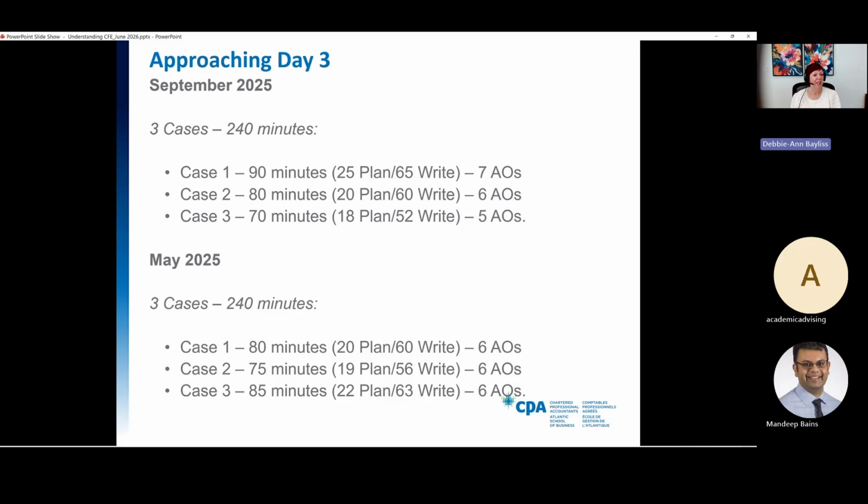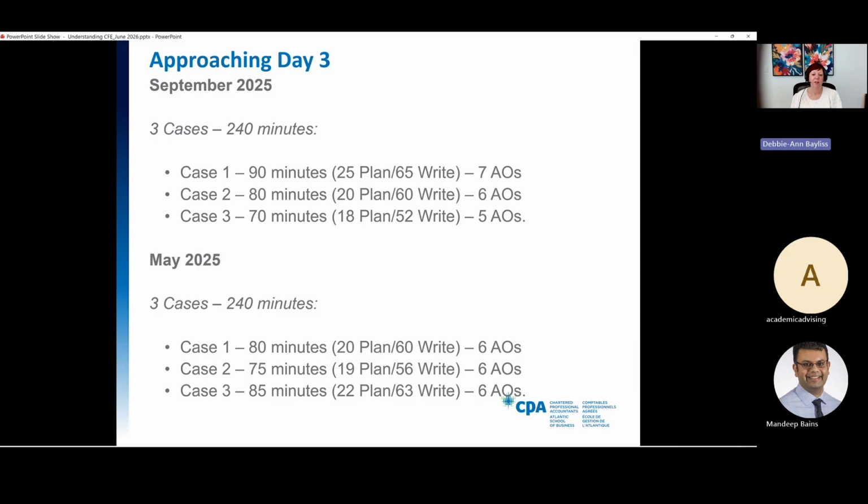Both of them had 3 cases for a total of 240 minutes. The case time ranged from 70 minutes to 90 minutes in total. So that meant that you would have anywhere from 18 minutes to about 25 minutes, because that's your 25 to 30% of your time, that you would allocate to read the case, create your outline, and allocate the time for each of those requireds.